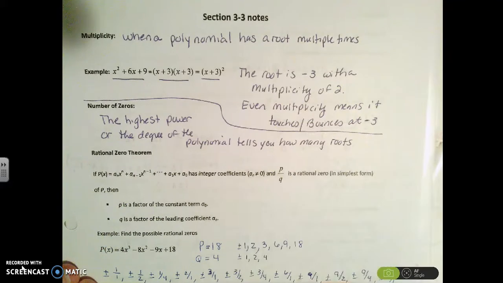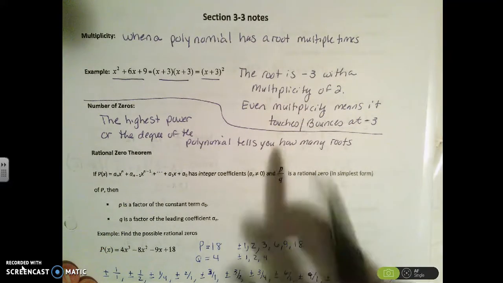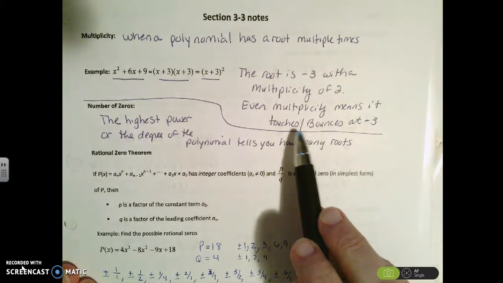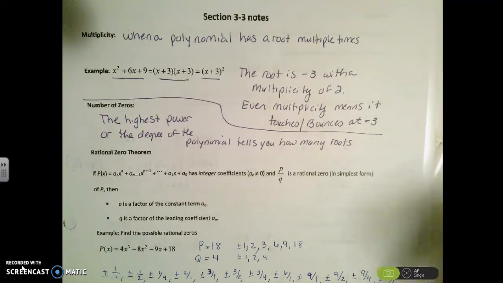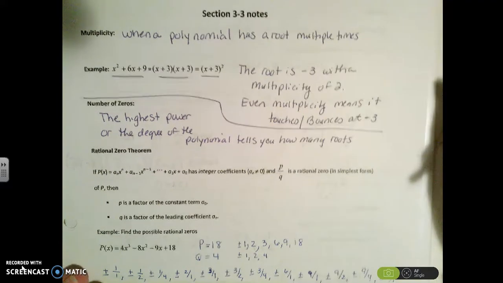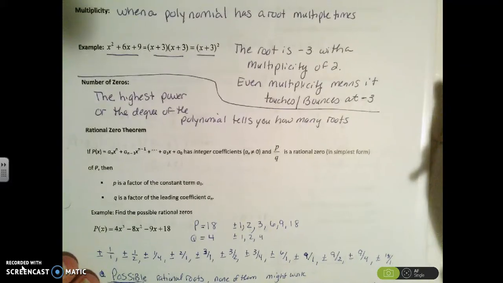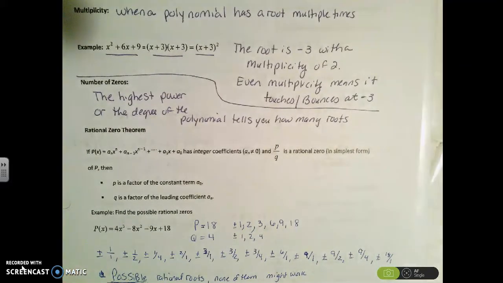As we learned in the last section, an even multiplicity means that it's going to touch or bounce at -3. You can put that in your calculator and just show it to yourself. Another concept here is the number of zeros. Based on the highest power, if it's a fourth power, you're going to have 4 roots or zeros. If it's a fifth power, you're going to have 5 roots or zeros. So that's one of the things we're going to keep working on, finding all of those roots or zeros.